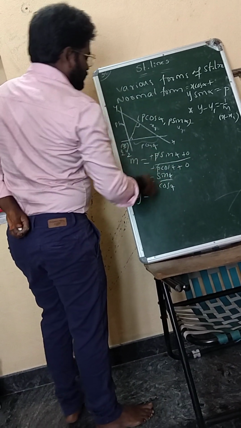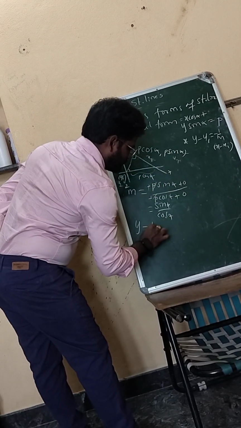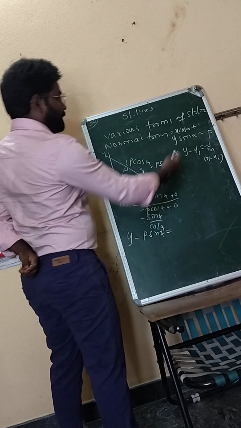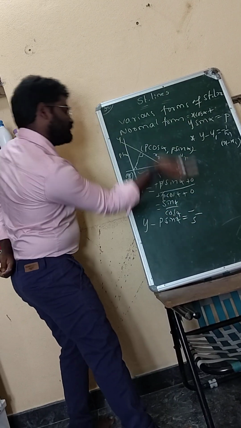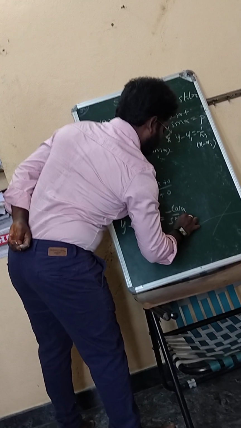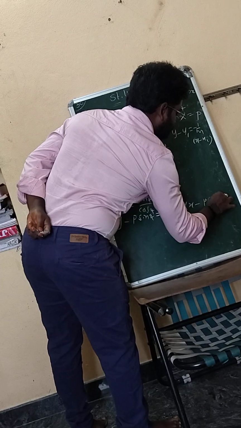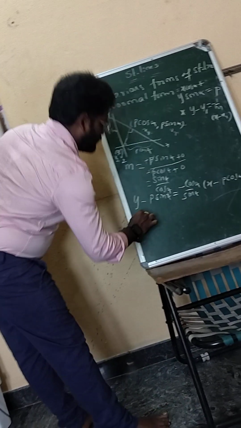P and P minus, negative and negative are cancelled. Sin alpha divided by cos alpha. y minus p sin alpha equals m, which is minus 1 by m, not the normal m. Minus 1 by m means cos alpha shifted to the numerator, into x minus p cos alpha. p sin alpha is shifted to the left hand side.